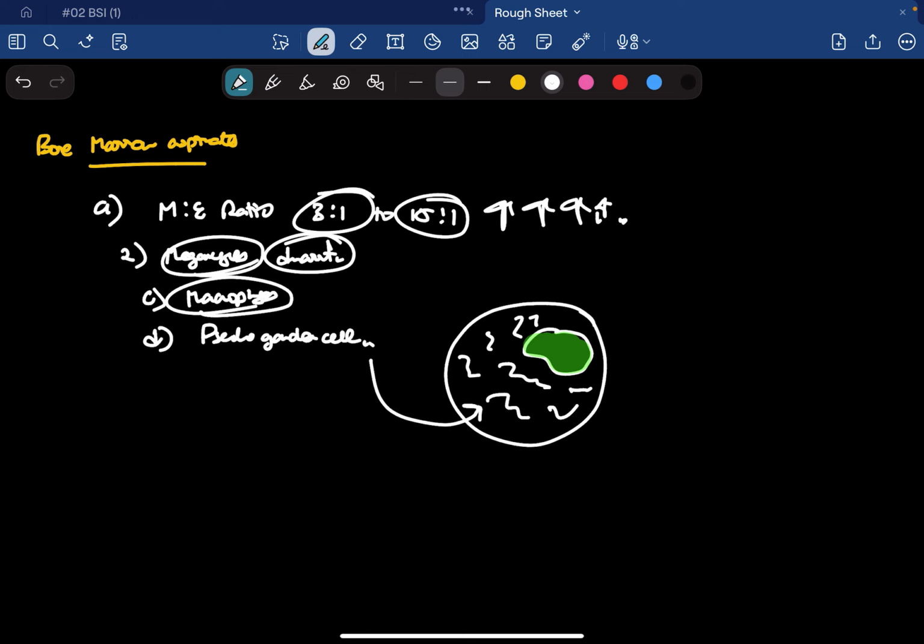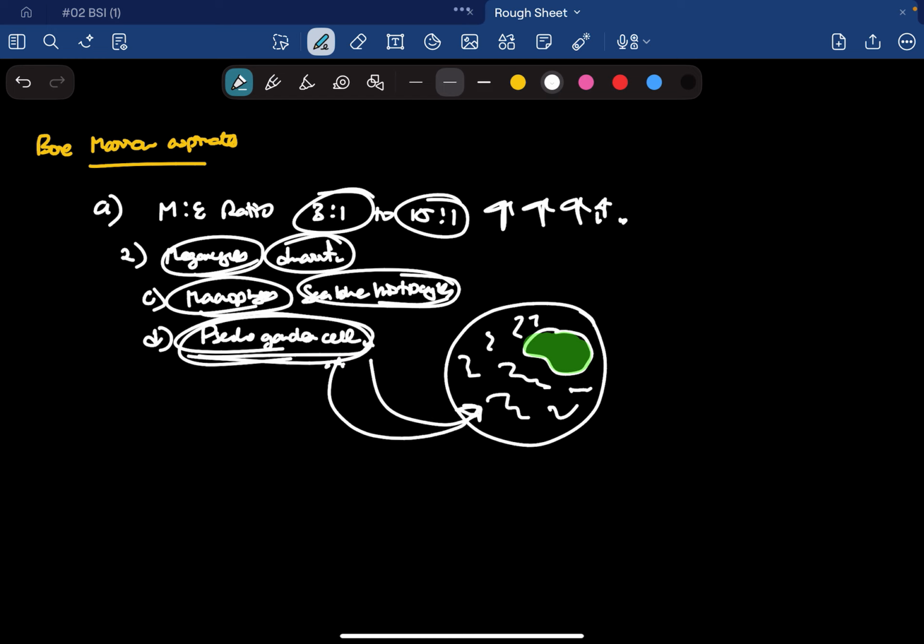What happens to the macrophages? You get these sea blue macrophages or histiocytes. Sea blue histiocytes are going to be seen, and you see these pseudo Gaucher cells. What are these pseudo Gaucher cells? They have cytoplasm which looks like wrinkled tissue paper.